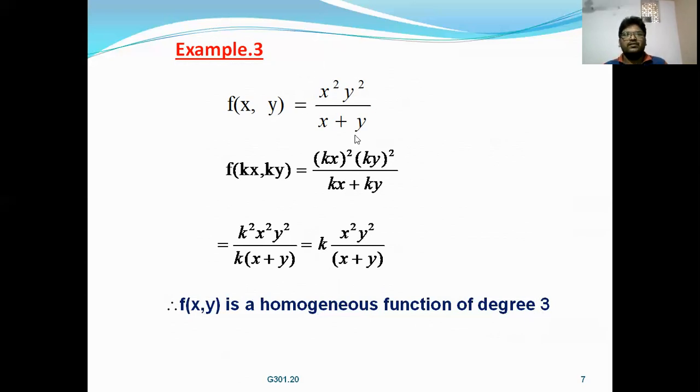So are you clear? How to show the given function is a homogeneous function: first you have to substitute x by kx and y by ky. After simplification, we will get k to the power of something. So this function is in the homogeneous form. This k to the power of something is the degree of the homogeneous function. Is it clear?